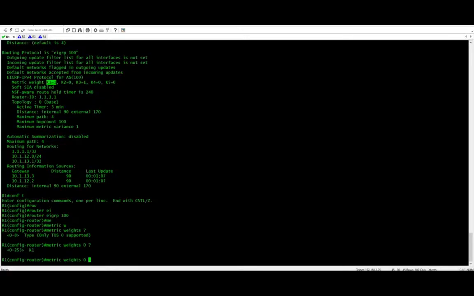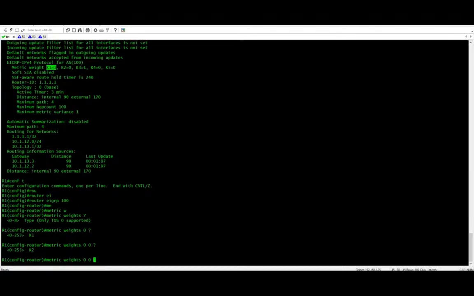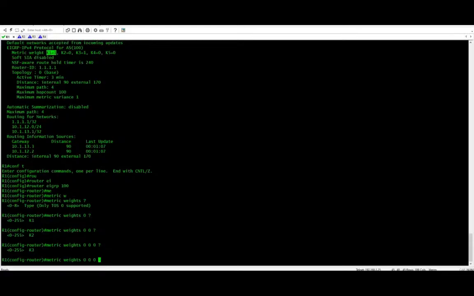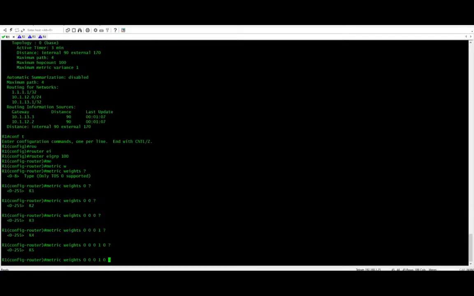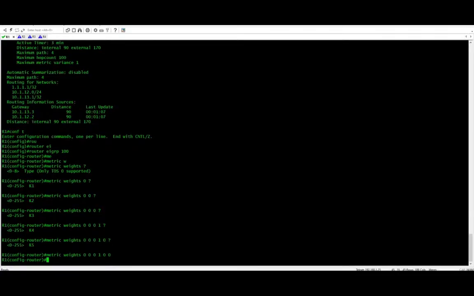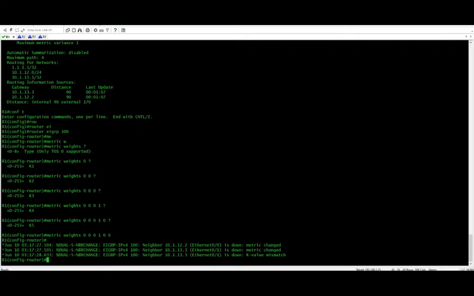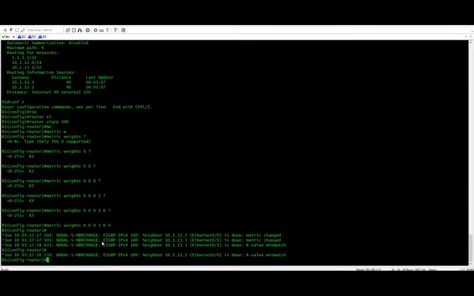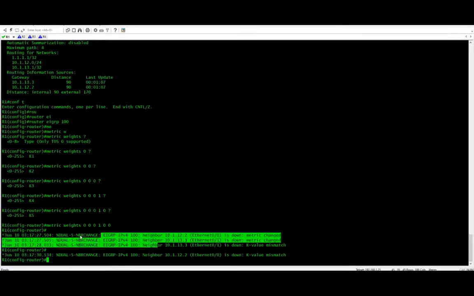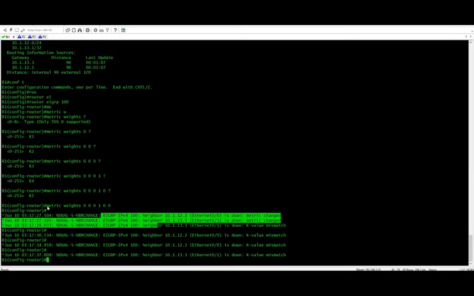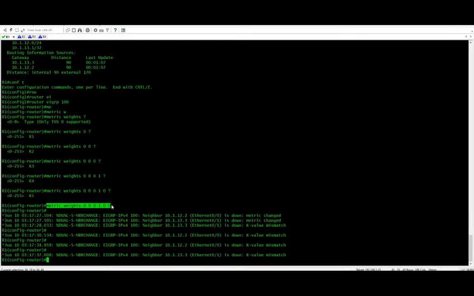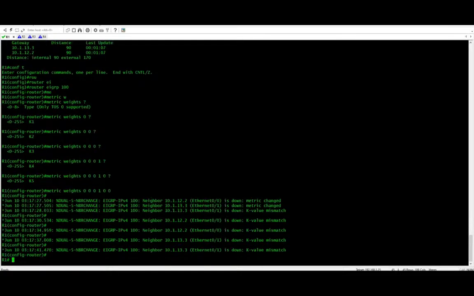Now K1 was 1, right? I will make it 0. K2 0. K3 1. I'm using K3 as 1. K4, I'm not using reliability. K5, I'm not using anything. So once I change the K values, my neighbors will come down, right? Because the K values are not matching. On the others, K1 is 1, right? But here K1 is 0.